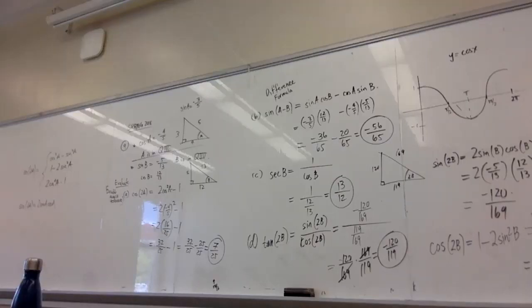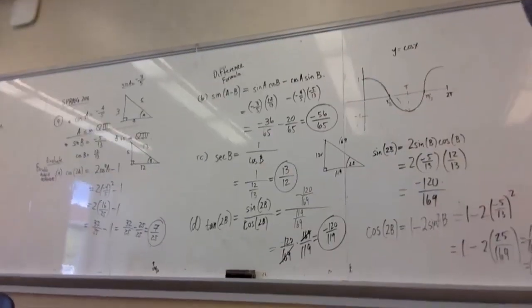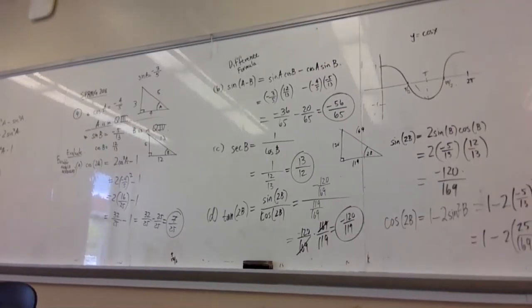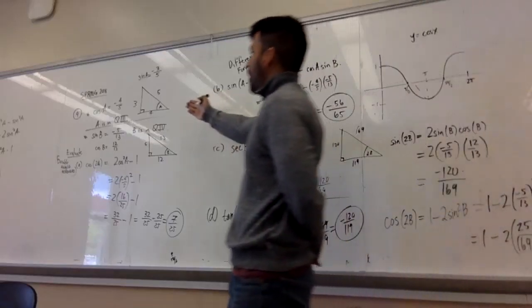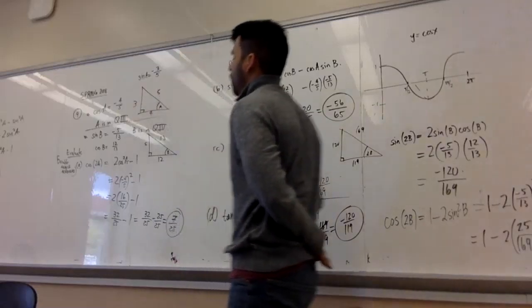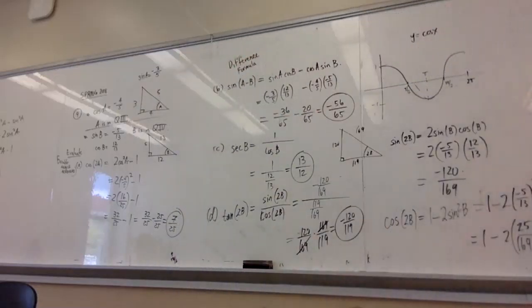So any questions about this? This is a typical problem. This is pretty straightforward. A lot of double angle and difference formulas. And you should be comfortable creating the right triangle and finding the other side so that it can help you find the rest of the trig ratios.